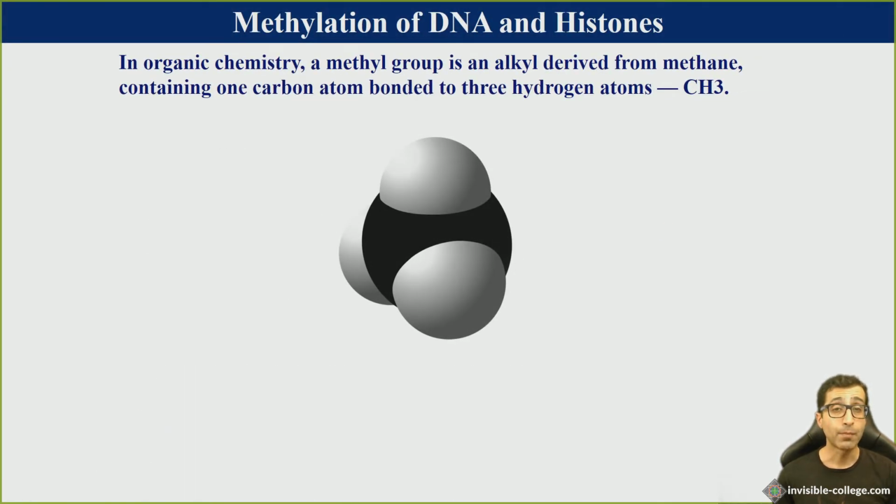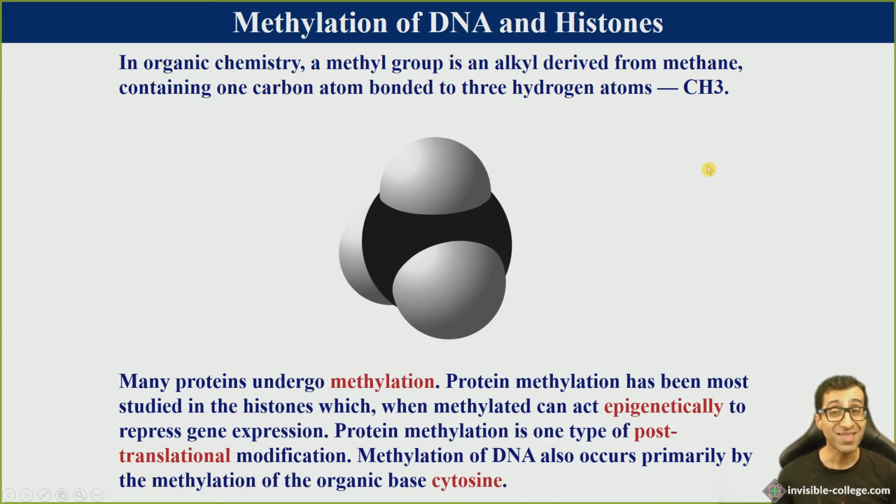So, in organic chemistry, the methyl group is an alkyl group derived from methane and contains one carbon atom bonded to 3 hydrogen atoms. And this is usually represented like this as a space-filling model and is usually denoted CH3. Apologies guys, this 3 should be a subscript and not a whole number here. So, many proteins will undergo methylation, in other words, the addition of a methyl group.